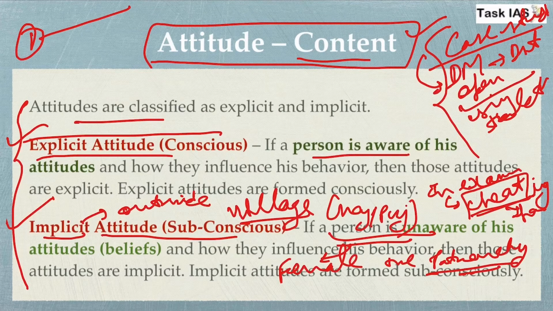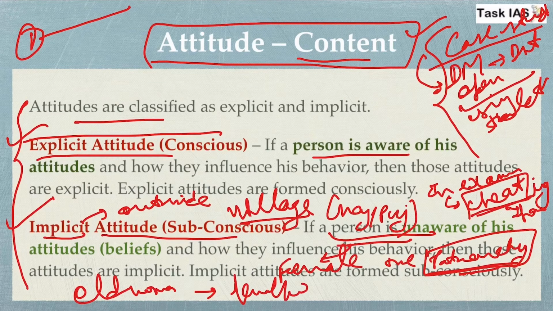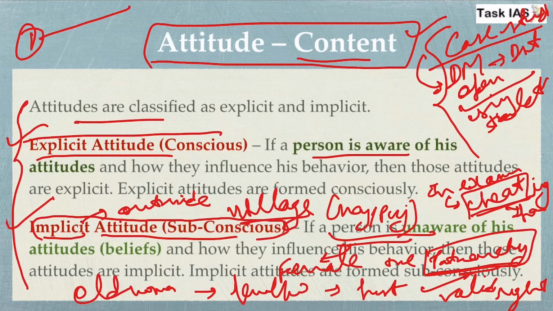and they are not aware that they believe in patriarchy, because sometimes old women argue that even if a woman is beaten by her husband, this is right, or this is valid, this is morally right. So these are implicit attitudes, because they are not aware. And even sometimes the woman who is beaten up does not know that she is also a victim of patriarchal attitude. So these are some examples.